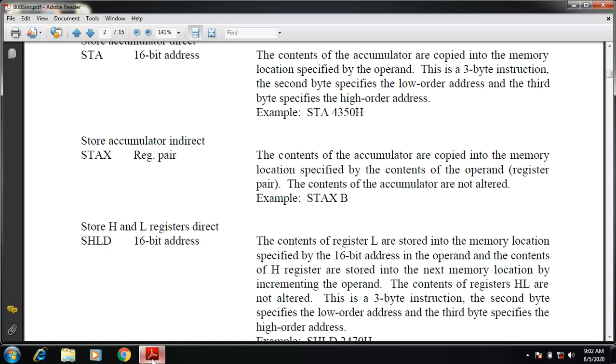That is the 16-bit data, that is the content of the accumulator. The content of the accumulator is copied into the memory location specified by the operand. Specified by the operand means B is an operand. So B means it is a register pair, the BC register. So it will store first C, then after that store the data in B. So that is the meaning of STAX, store accumulator indirectly.